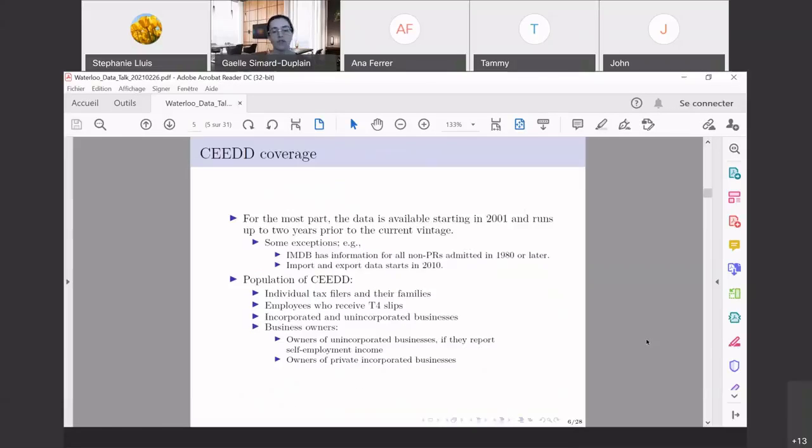For the most part, the data is available starting in 2001, right? So we have a little under 20 years of data because it takes some time to process and mine the data. So for the 2018 vintage, for instance, I think it runs up to 2016.